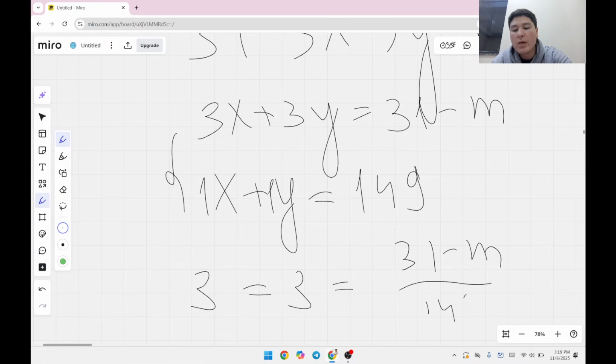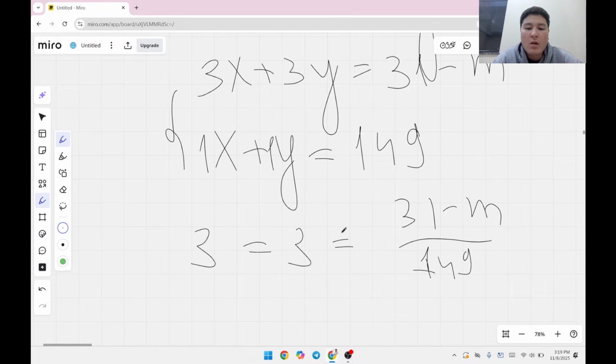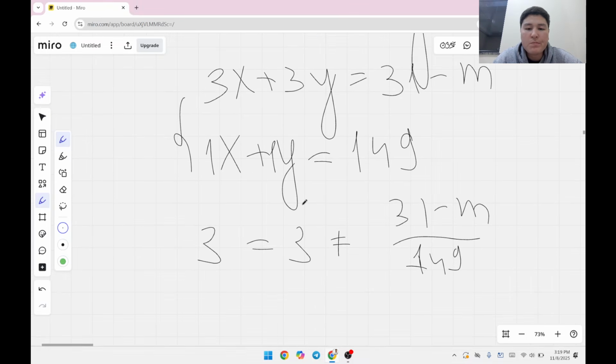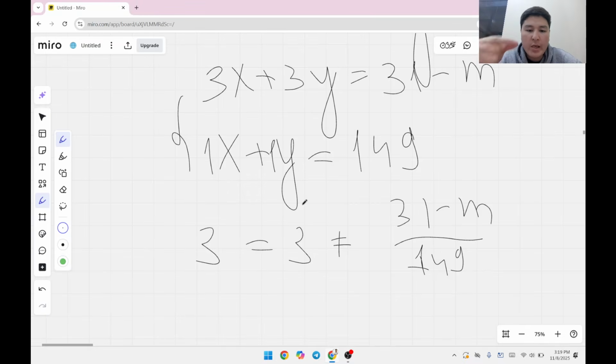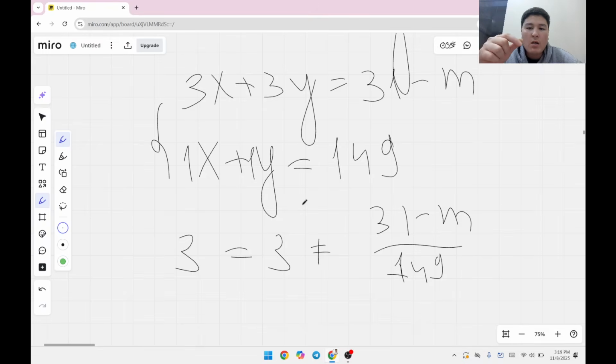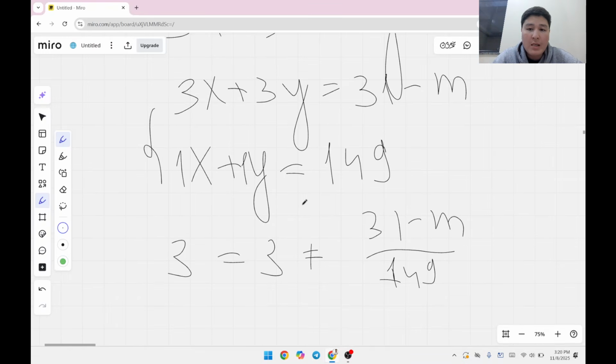Guys, that is not equal to 149, because as you can see, the values are different. Still you're not gonna have the same value, so you can just write not equal, and that means we're gonna have no solution here, and then the correct answer is just D.